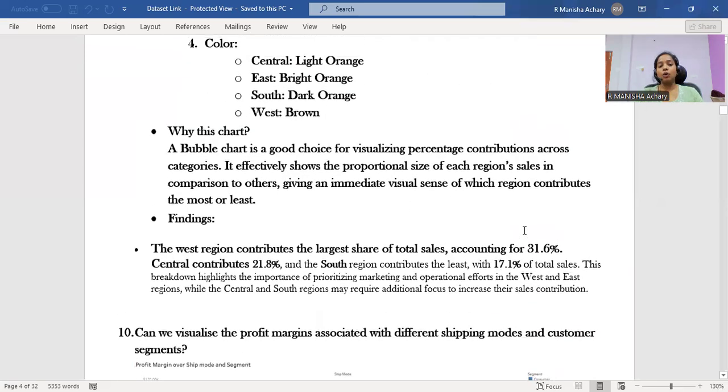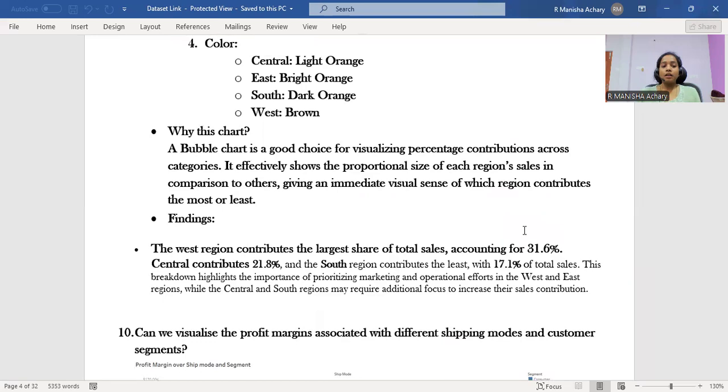Why this chart? Why have I chosen this particular chart for this particular visual? A bubble chart is a good choice for visualizing percentage contribution across categories. It effectively shows the proportional size of each region's sales in comparison to others, giving an immediate visual sense of which region contributes the most.